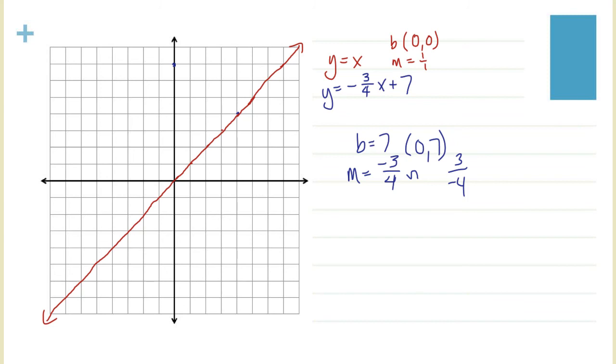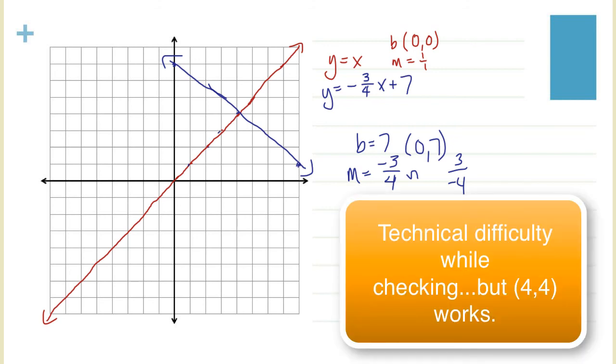I think I went down 4. 1, 2, 3, 1, 2, 3, 4. So we know that that point on that red line is going to be the same number, same number. So then it's a question of what is it? Well, let's see. 1, 1, 2, 2, 3, 3, 4, 4. Looks like it's 4, 4. So it looks like our solution is 4, 4.